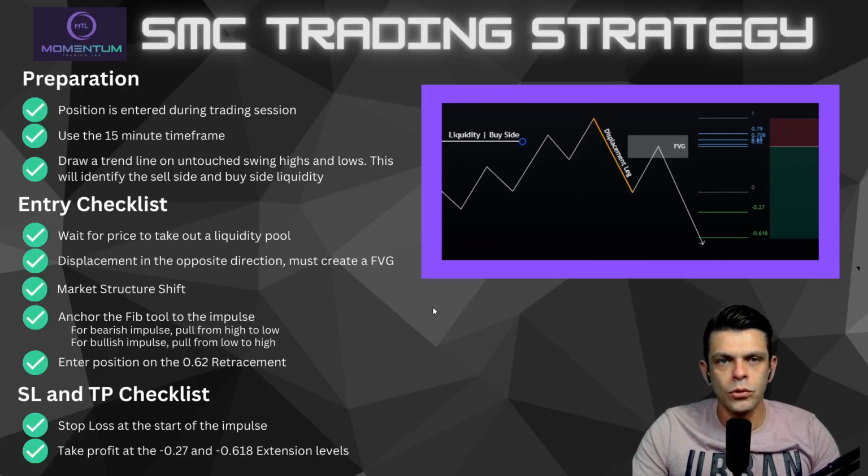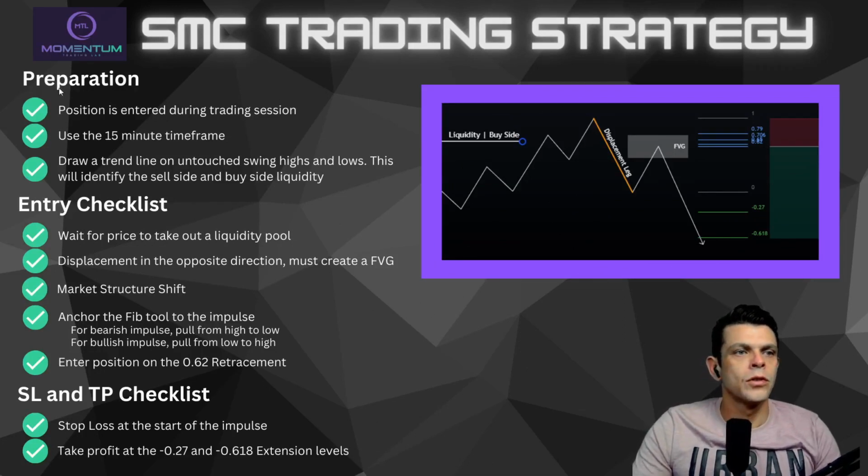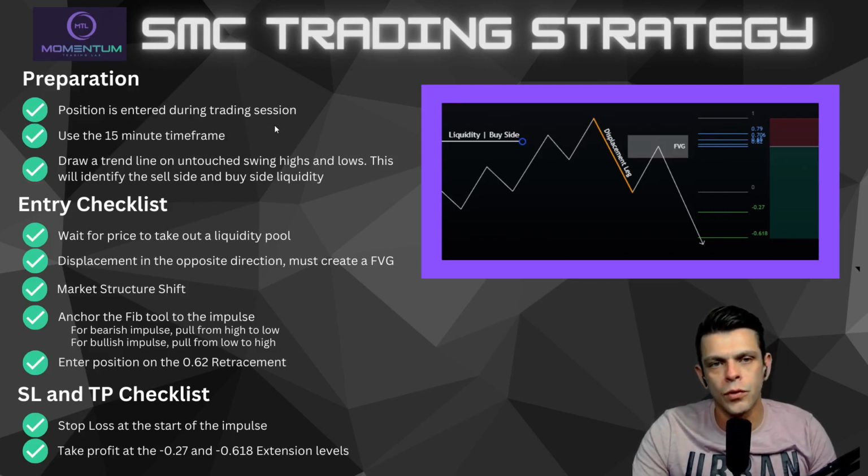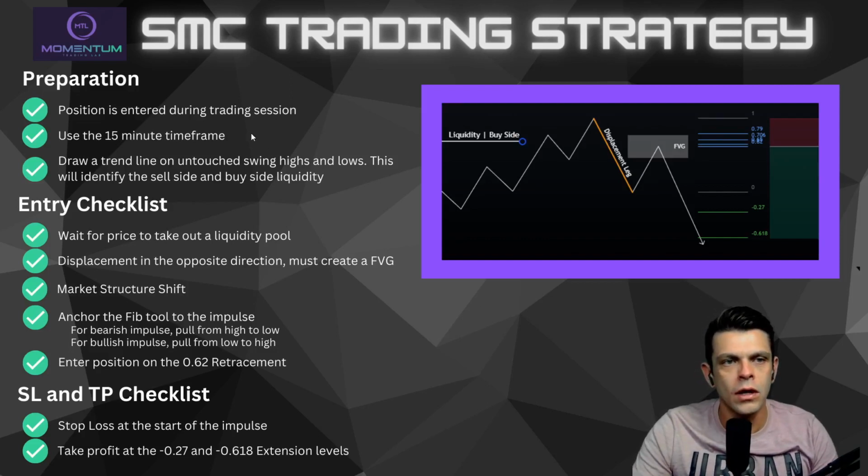Okay, these are the rules for this trading strategy. First off, this is the preparation. Any positions will only be taken during the actual trading session. So if you are trading index futures, for instance, NQ or ES, you'll only be looking for the setup to form during the London or New York session. We'll only be using the 15-minute time frame. This will reduce a lot of the noise that you notice in the chart.